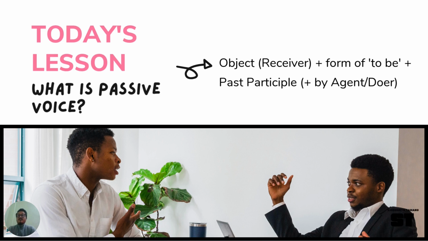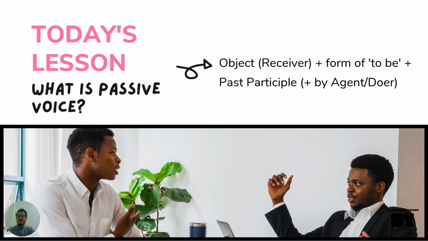Now let's talk about passive voice. This is when the action happens to the subject and the focus shifts to the receiver of the action rather than the doer. The sentence structure is object plus form to be, past participle, plus by agent or the doer. As you can see on the slide, the object or the receiver of the action starts the sentence. The form to be is used, like is, are, was, is being, will be, and so on, followed by a past participle, and finally the agent or the doer of the action.